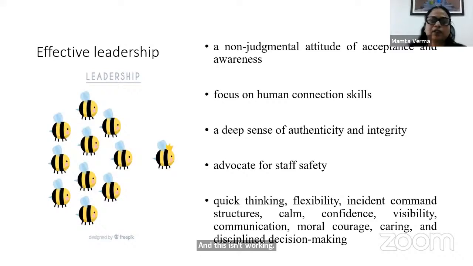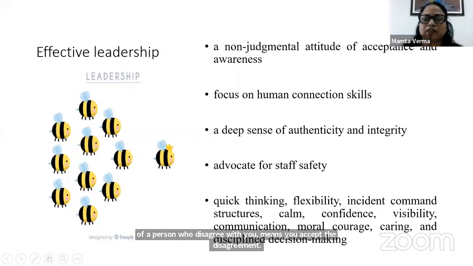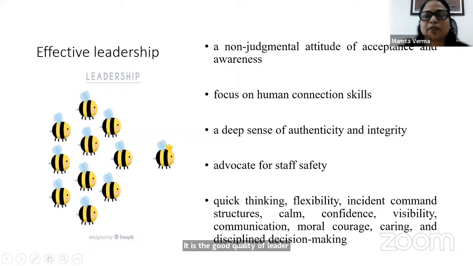What is non-judgmental? A non-judgmental attitude is when you are not having any biasness or any thought of a person who disagrees with you. It means you accept the disagreement. It is the good quality of a leader to accept the disagreement.